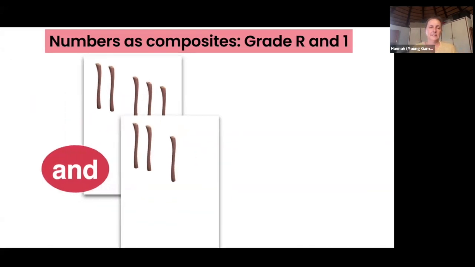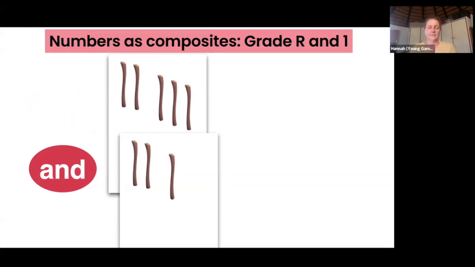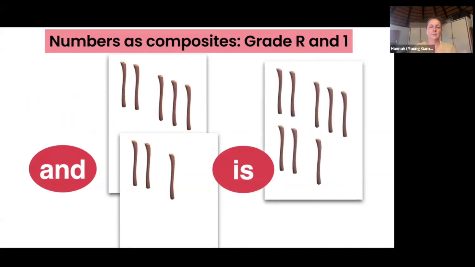And then I see 2 and 1, but that's called 3. So what I actually see is 3 and 5. But wait, I know, or 5 and 3. I know that 5 and 3 is called 8. A grade R will now know it's called 8, and they can replace it with the 8 card, because that is what the 8 card is.